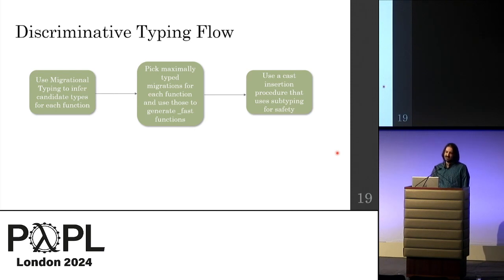So that's this type inference approach to look at this space of possible typings. The second thing we do is pick a maximally typed migration for each function and use those to generate your specialized fast versions. And then finally, we use a cast insertion procedure that uses subtyping judgments for safety. There's the subtyping constraint solving.